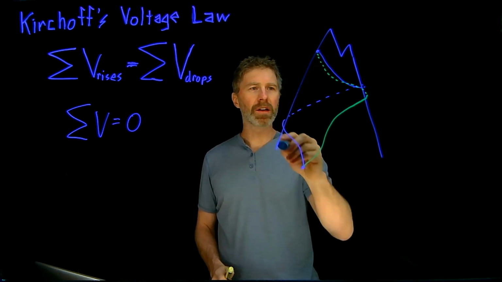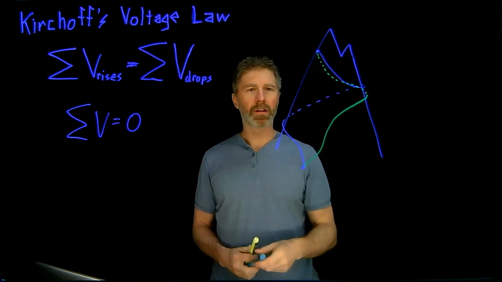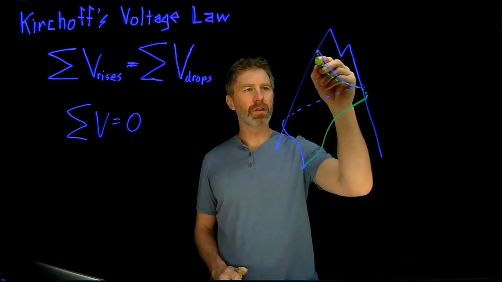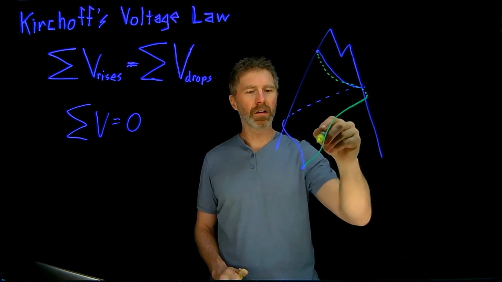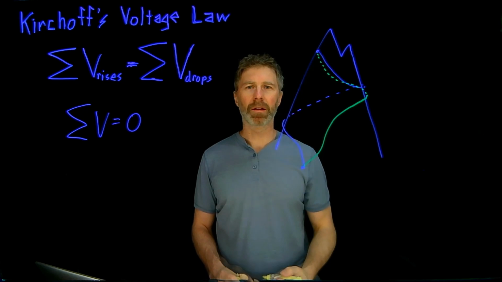That elevation rise that I had on the blue path is going to be exactly equal to the elevation fall that I had when I'm coming back to the parking lot. And that's a really good analogy for the way Kirchhoff's voltage law works. All the voltage rises have to be equal to the voltage drops.